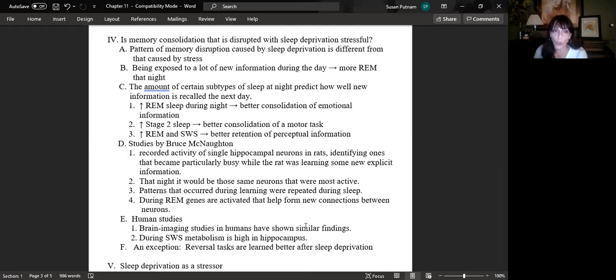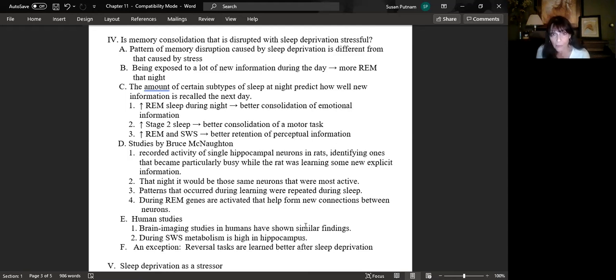So as they learn during the day, those same neurons that were really active during the learning of those explicit tasks were the most active that night. But even more than that, the patterns that occurred during the learning were repeated during sleep.